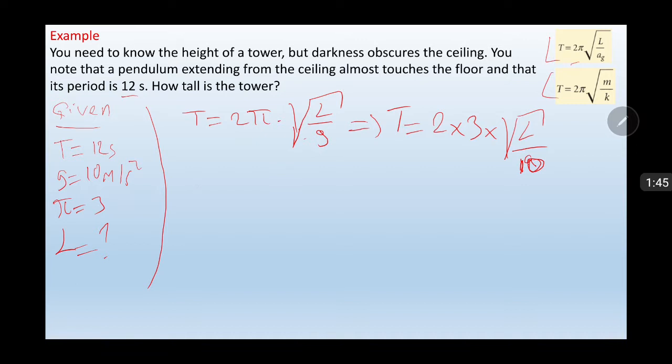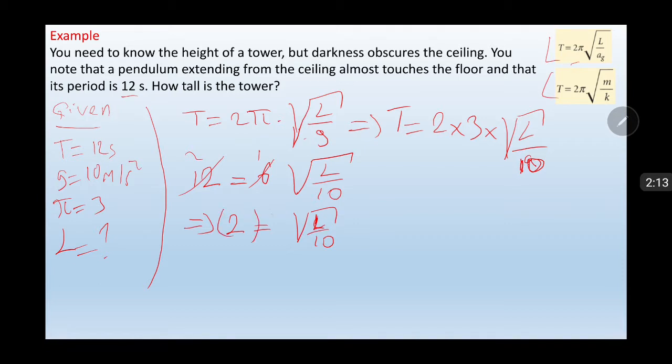And also T we know, 12, equals 2 times 3, which is 6, times square root of L over 10. 12 and 6 simplify to 1 and 2. So 2 equals square root of L over 10.